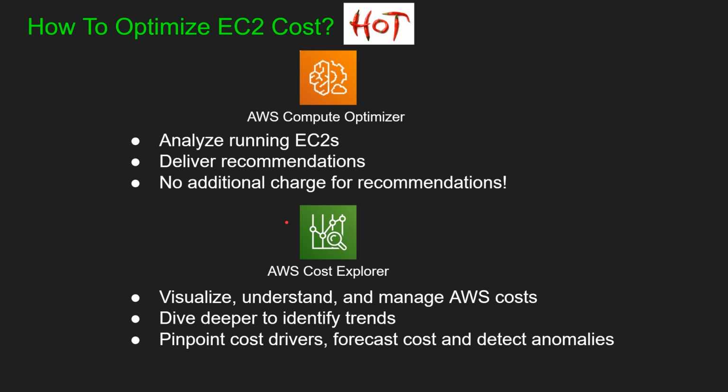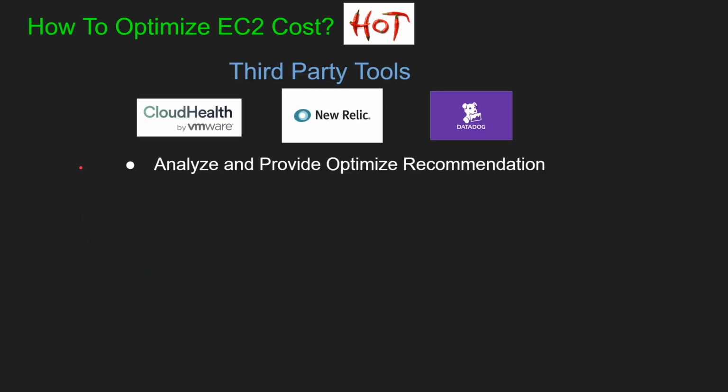Another good tool is AWS Cost Explorer. So it helps you visualize, understand, and manage AWS costs. You can dive deeper to identify trends, and you can pinpoint cost drivers. And this one is really cool. It does forecast cost, and then it can detect anomalies. And then there are third-party tools as well. CloudHealth, New Relic, Datadog, they are the key players.